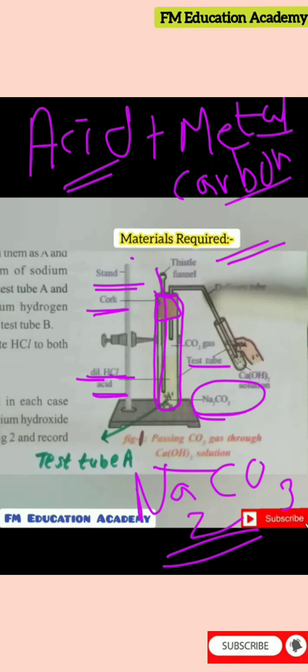See, carbon dioxide and calcium hydroxide which you see here are not the materials required. These are obtained afterwards in a solution. Here it is asking just the materials required for the reaction of acid with metal carbonate. So for performing this activity, whichever materials are required, those only you have to write.